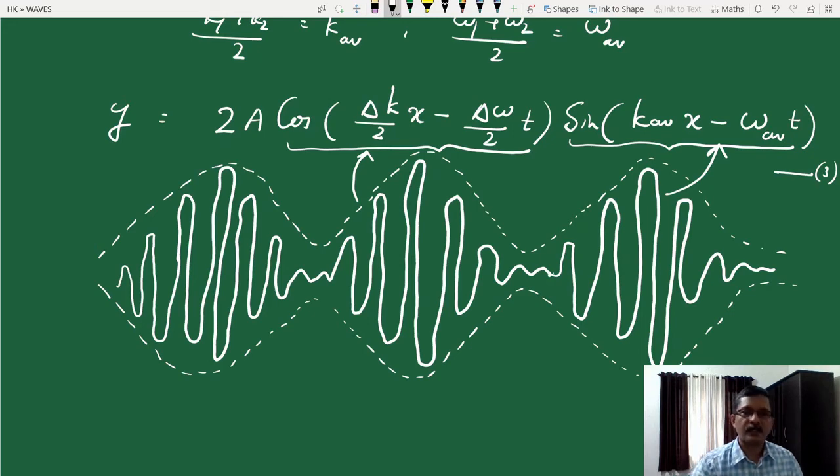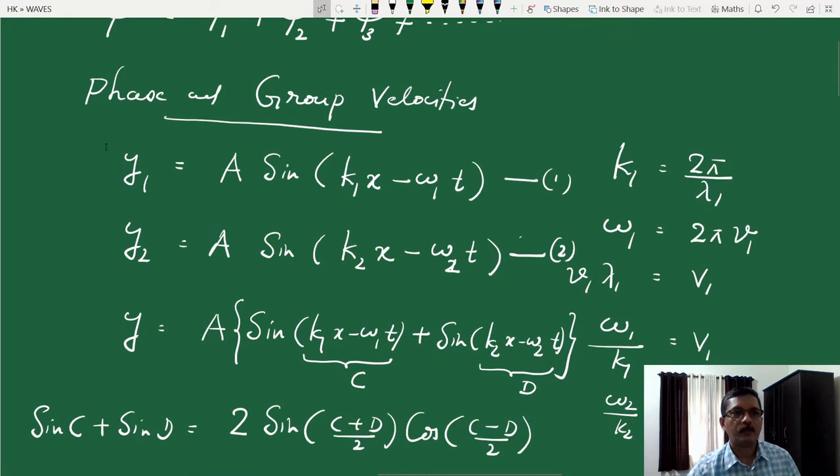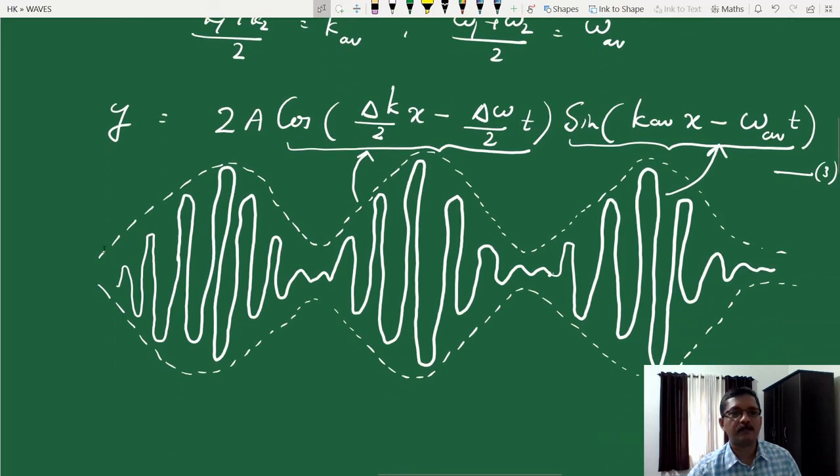We can also say that if you look at the individual waves y1 and y2, their amplitude is constant, a. These are constant amplitude waves, but with slightly different frequencies. But look at the amplitude of the resultant wave. It is initially small here, then it increases and becomes large, and then it decreases. Again it increases and decreases. That means the amplitude of the resultant wave varies. It's not constant. If you look at the envelope of the amplitude, it slowly varies.